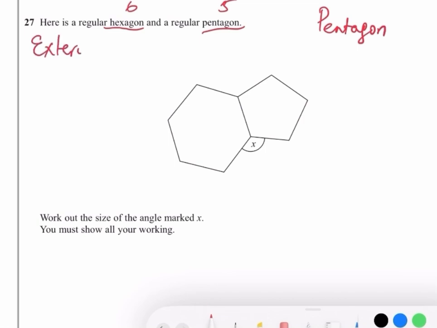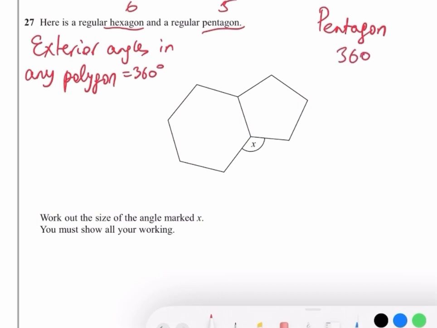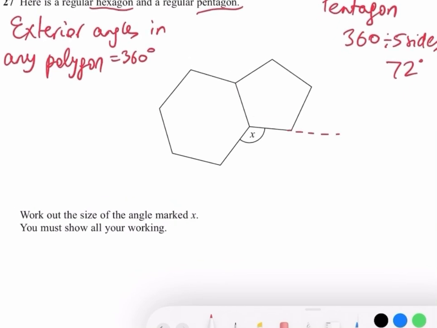We can use the fact about exterior angles. Exterior angles in any polygon add up to 360 degrees. An exterior angle is an angle outside. So you will see in a shape, I will be just marking it, just extend one of the sides outside, and that will be the exterior angle, like that. So that is 72, because we divided 360 by 5.